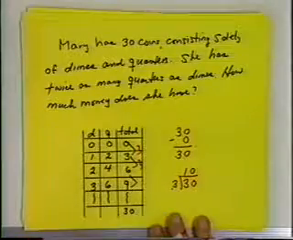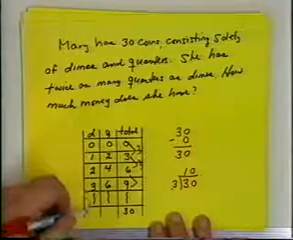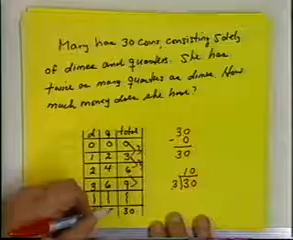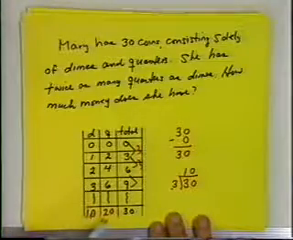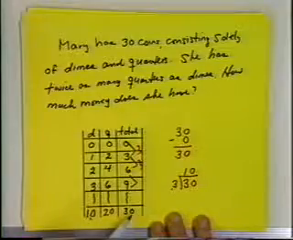3 goes into 30 10 times. That tells you you want to be where? In the 10th row. If you're in the 10th row, that gives you 10 dimes. How many quarters would you have? 20. Does that check out? 20 is twice as big as 10, and 10 plus 20 is 30.